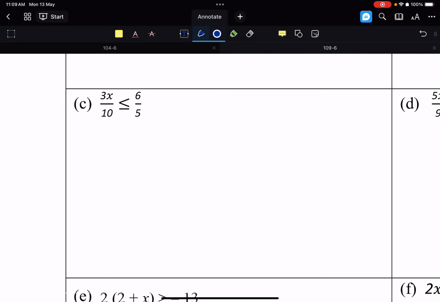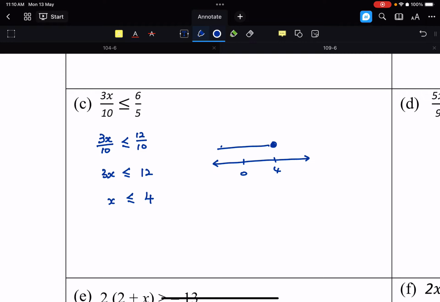Next, how about this situation? Well, this situation I can always make the denominator the common, right? So this works quite well. That means 3x is less than or equals to 12, x is less than or equals to 4. So from here, once again, we will have 4, 0, and here we go. It's just like that. Okay.